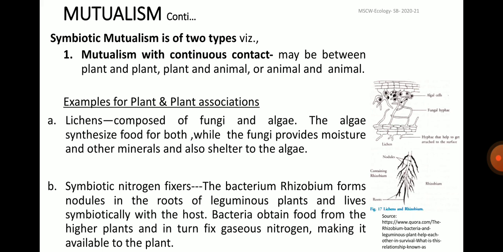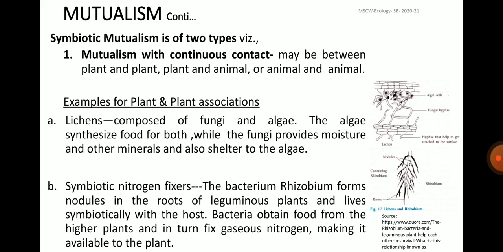In this consortium, that is association, the fungus provides moisture and other minerals and also provides shelter to the algae, while the algae synthesizes complex organic molecules by photosynthesis to be utilized by both the partners. Neither of the two can grow alone independently in nature. Hence, the association is permanent and obligatory.